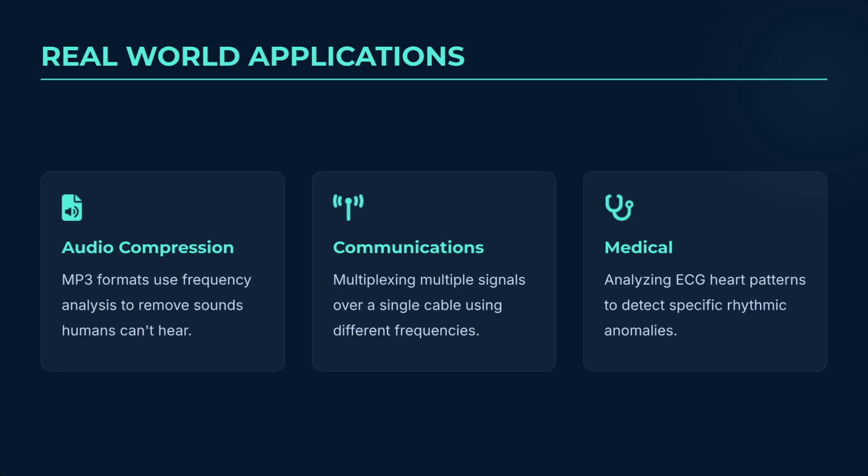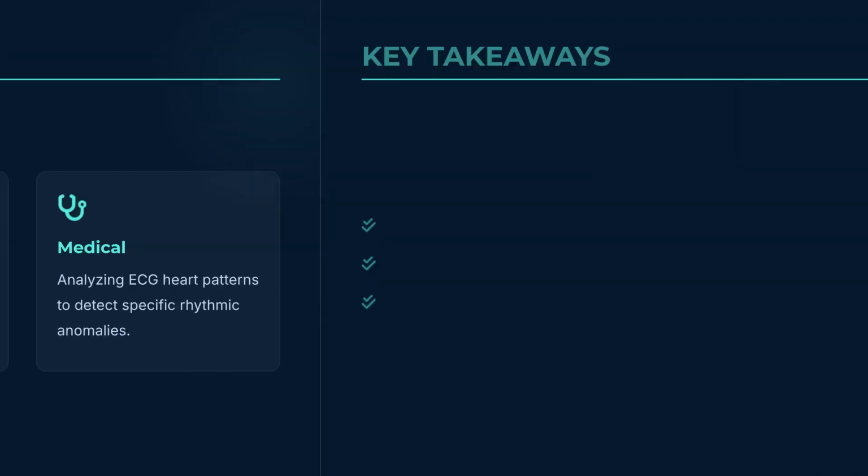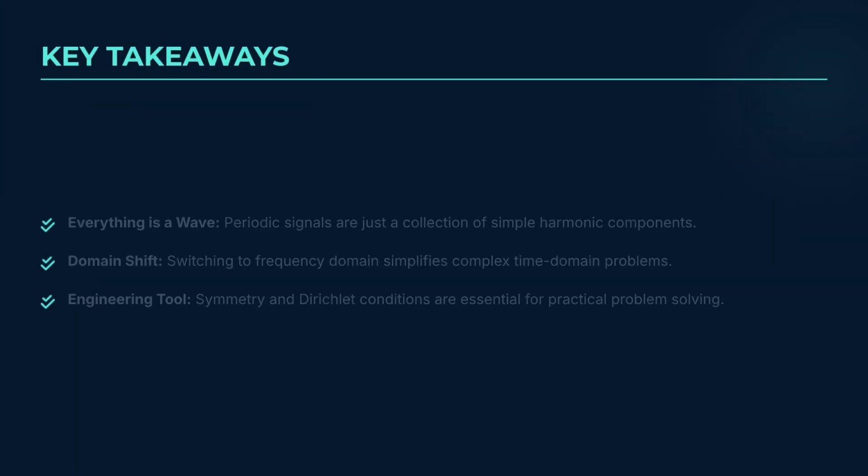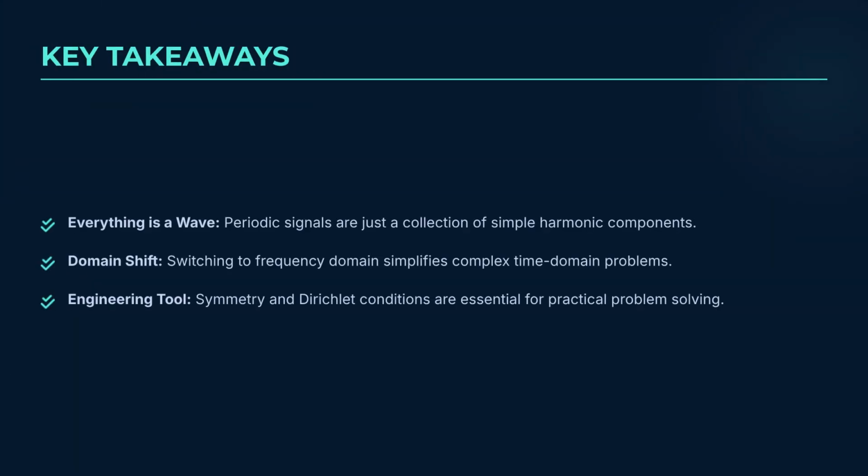Fourier series has vast real-world applications. It is used in audio compression like MP3s, communications for multiplexing signals, and medical fields for analyzing ECG patterns. In summary, key takeaways are: everything is a wave, meaning periodic signals are collections of harmonic components. Domain shift simplifies complex time domain problems. And finally, symmetry is a crucial engineering tool for efficiency.